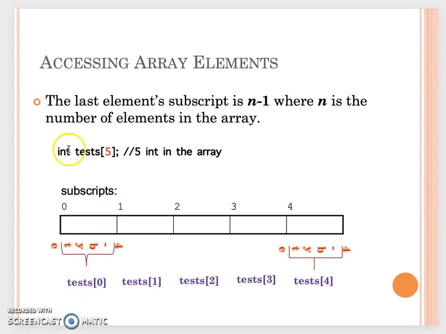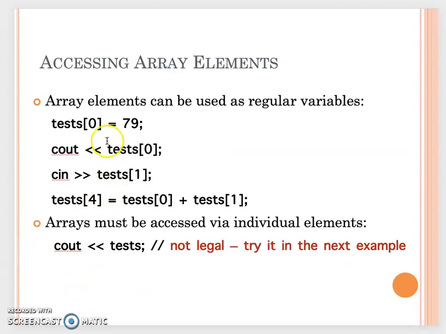Let me copy over what we have earlier. Then we have a test array. The size is 5. That's why you see for each element we use 0, 1, 2, 3, 4 to access that. You can either say that's the index or here we say the subscript. So if I want to assign a value here, I just need to use test[0] to access this value.